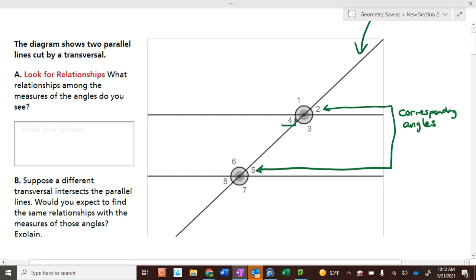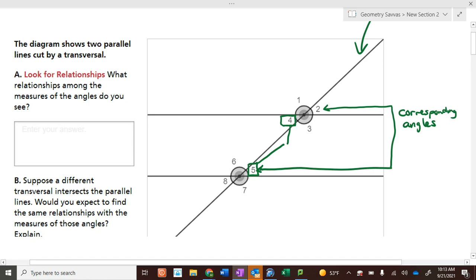Now, angle 4 here has a relationship with angle 5. Are 4 and 5 equal or not equal, Isaiah? They're equal. They're both acute angles. They look to be equal. They're on the opposite sides of the transversal because 4 is to the left side of the transversal, 5 is to the right side of the transversal. And they're to the insides of the parallel lines.